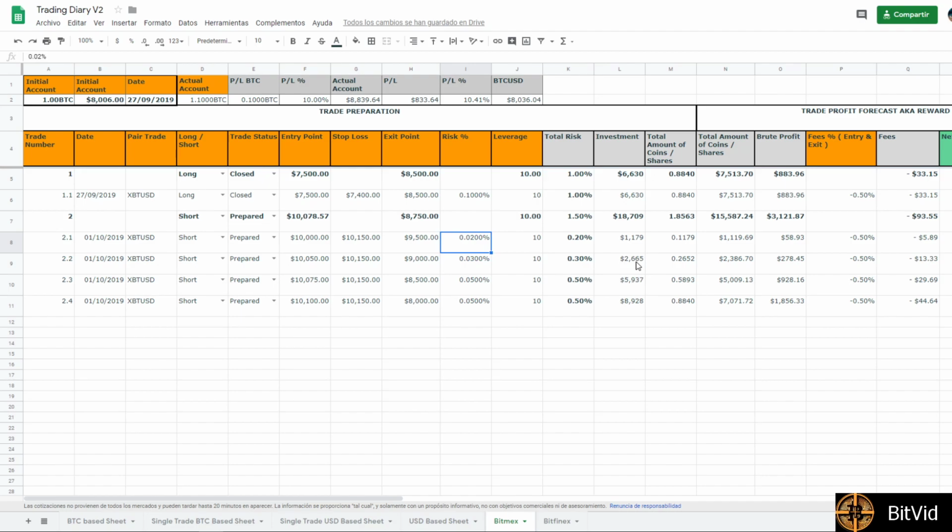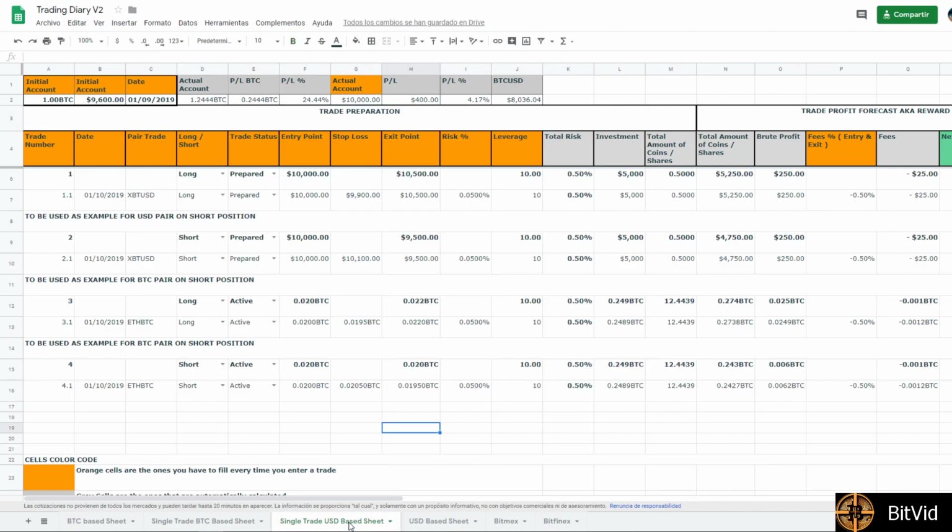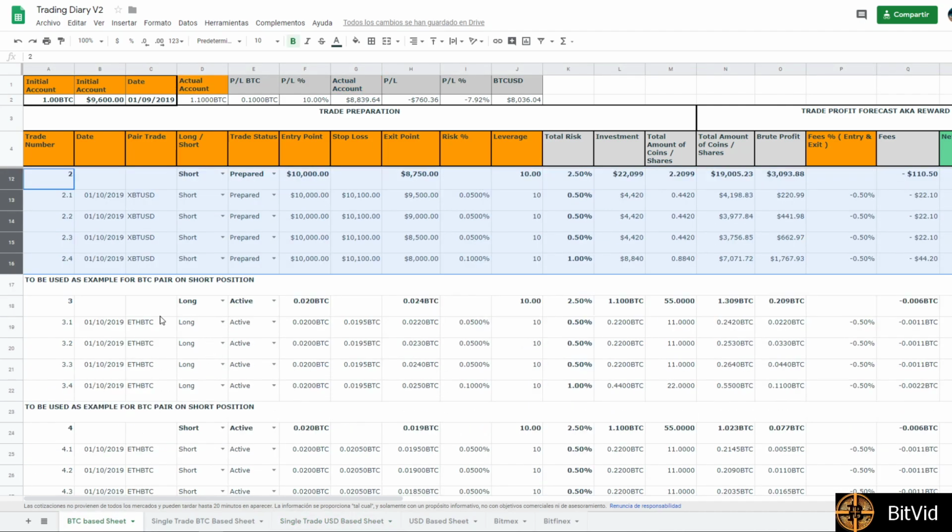Okay, and well, the same would work for Bitfinex, but in that case, if you work on a USD currency based exchange, you will use that sheet. Okay, then if you want to use a BTC pair, you have to take that one. Okay, play with the sheet, try to understand how it works, and if you have any question, just let me know and we will try to explain it better. I hope it will be useful for you, and bye.